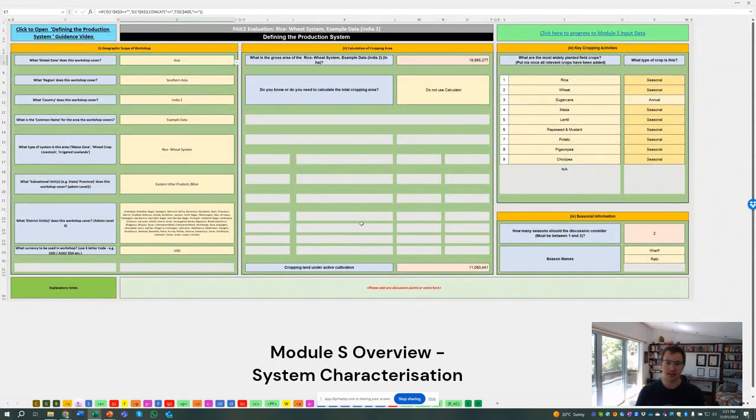The setup data is composed of setting the bounds of the workshop, calculating the cropping area, telling the tool the key crops and what types of crops they are, and how many seasons you want to be considered.